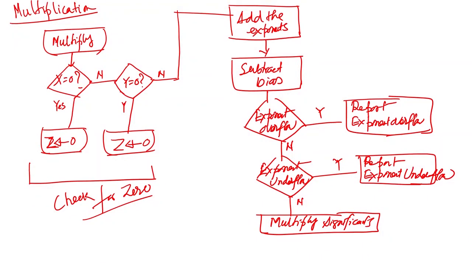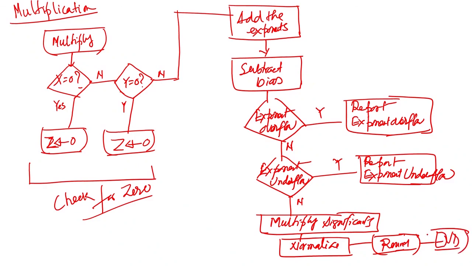Now, whenever you multiply the significands, there is a high chance that there will be overflow of the significand. So, then you have to normalize the number and adjust it. So, simply we can say normalize. There is something called round, that we will learn in the next class, and this is the end. Okay. So, this is for multiplication.